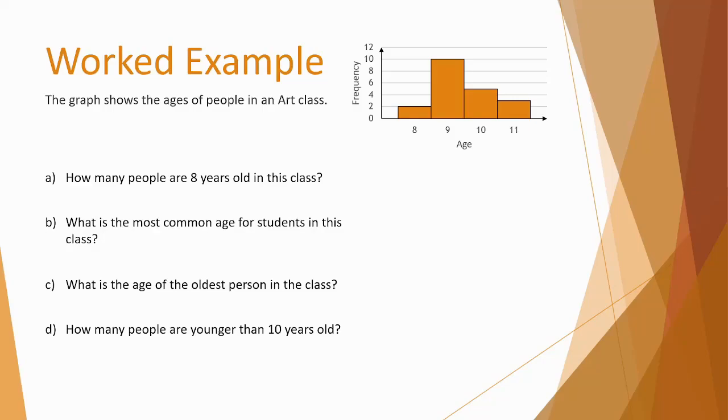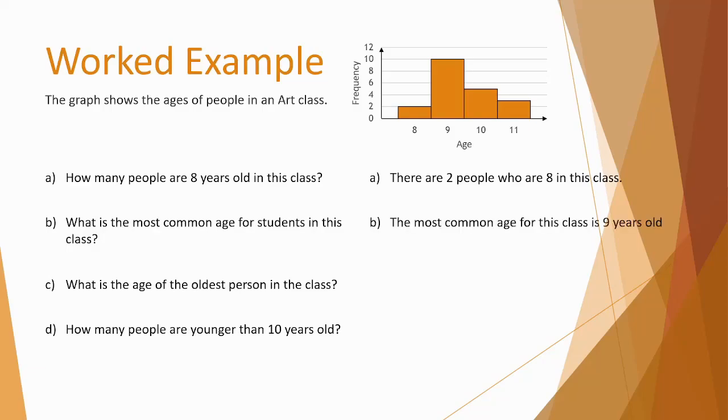So what we do is we look at the column for the 8, and we can see that it comes up to the frequency of 2. So I'm going to write down in my book, there are 2 people who are 8 in this class. The next question is what is the most common age for students in this class? So I'm going to have a look at which age group has the highest frequency. I can see that the 9 age group is the tallest in that histogram. So I will write down in my book that the most common age for this class is 9 years old.